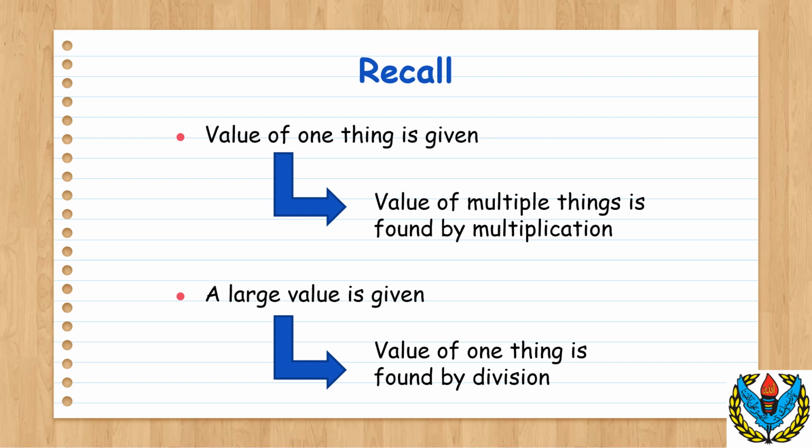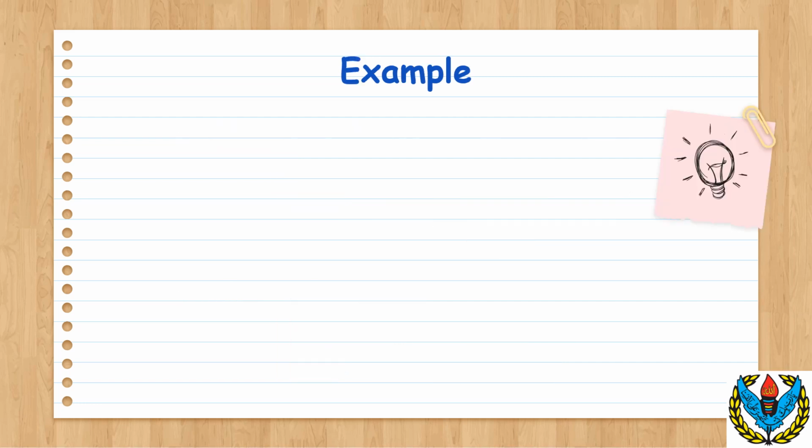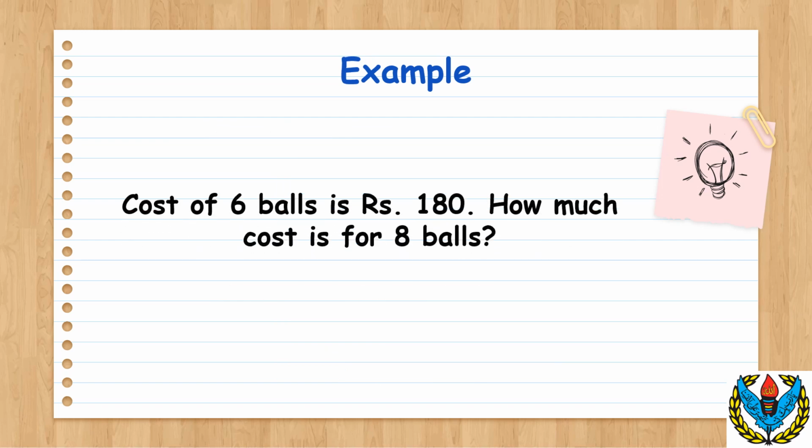Now let's get back to our example. The shopkeeper has told you that 6 balls are worth 180 rupees, right? The unitary method requires you to find out the value of a single unit first. So we find out the value of one ball. How much is one ball worth? What do we have to do? When a large value is given and you have to find out the value of one thing, what do we do? We divide.